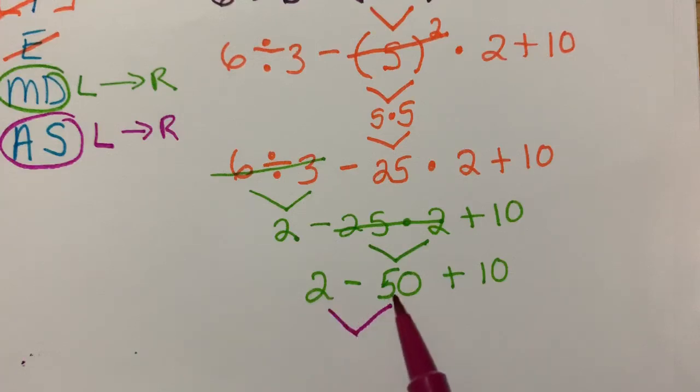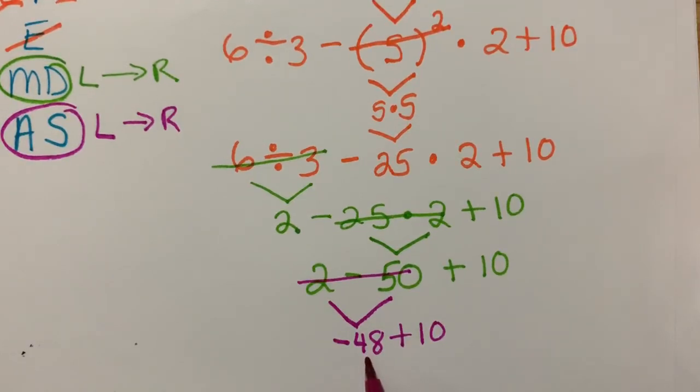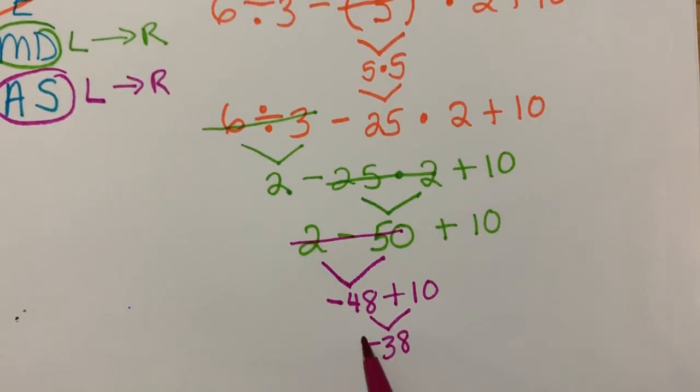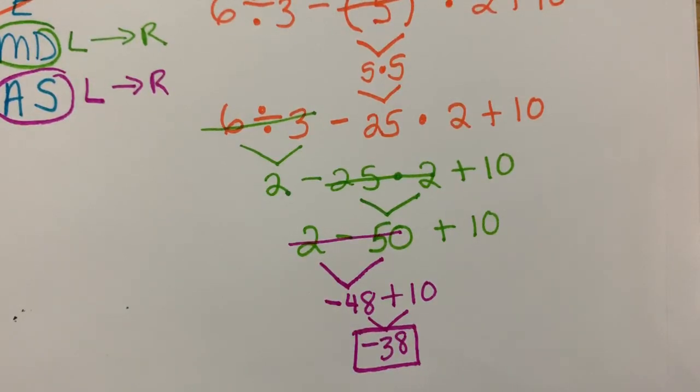So 2 minus 50. Let's say you have $2 and you spend $50. Well, you didn't have enough, so now you're going to owe $48. So I'm done with this step, and I'm going to bring down my final step of this problem, which is to add 10. If I owe $48, but I pay 10 of those dollars that I owe, then I only owe $38. So my answer and solution to this really long problem is negative 38.